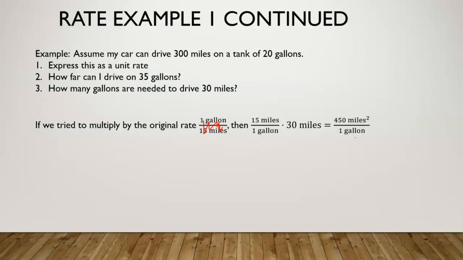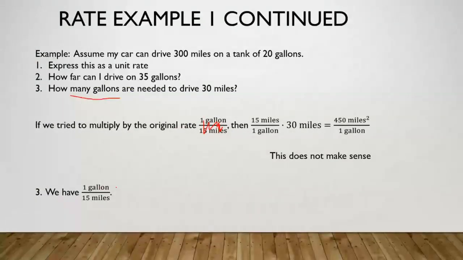What should happen, intuitively, is that the unit miles should cancel, because we want to know how many gallons. So that unit miles should somehow disappear. Since this didn't work, we're going to multiply by something else. We're going to invert that unit, the one we had before, to 1 gallon per 15 miles. And this we're going to multiply by 30 miles.